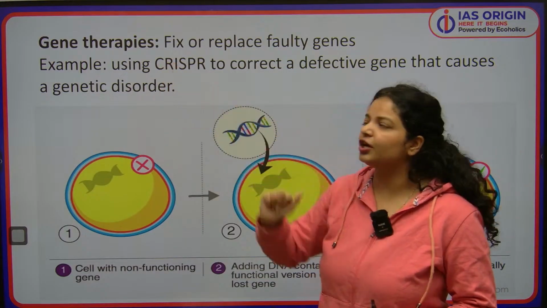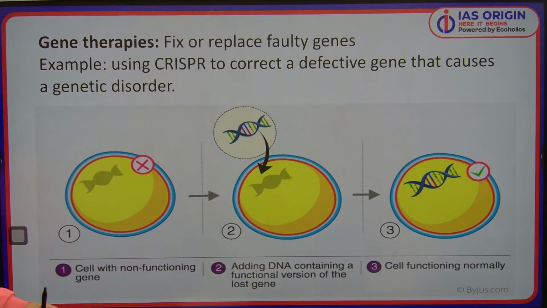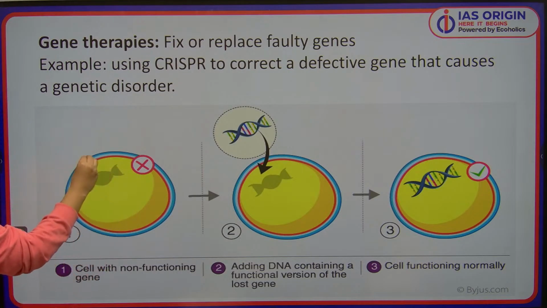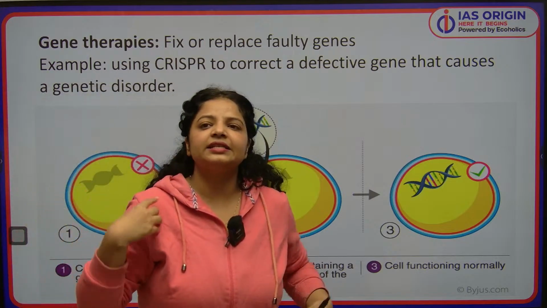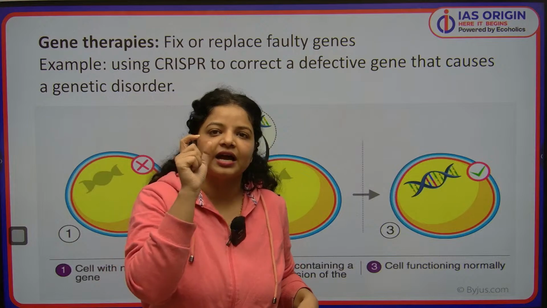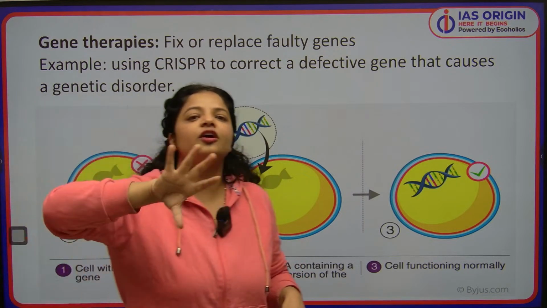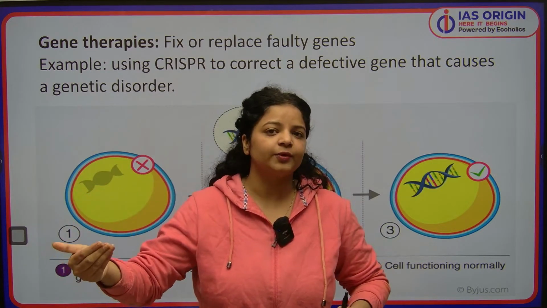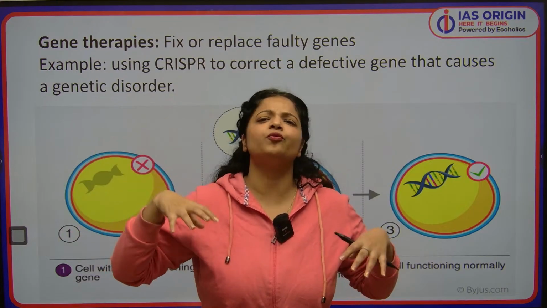So first of all is gene therapy. Under this gene therapy, let us understand the process with a diagram. This is a cell, and there is a gene present in the cell which is non-functional. That is, there is a cell in my body and it carries a gene which is non-functional. It should be functional, and because of that non-functional gene in my body, I am not able to do something, like I have some kind of a problem in my body.